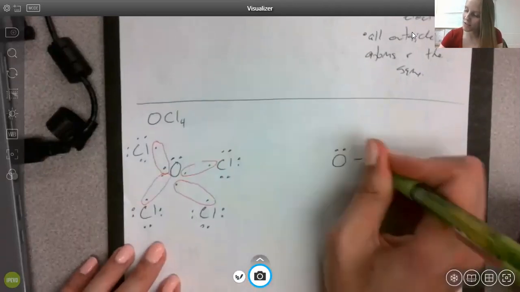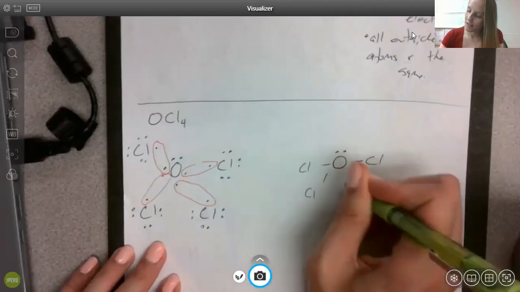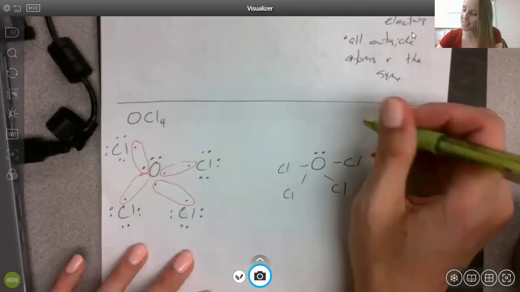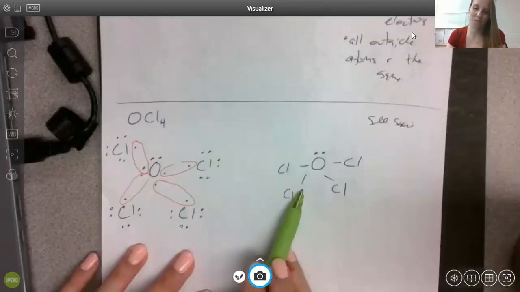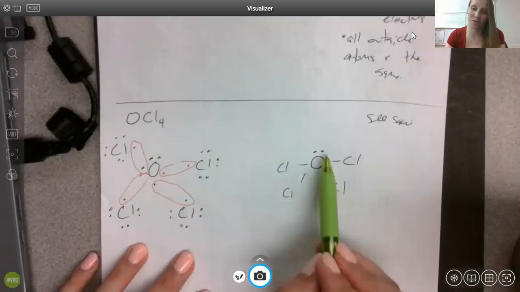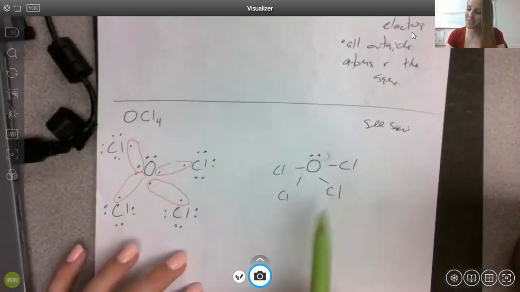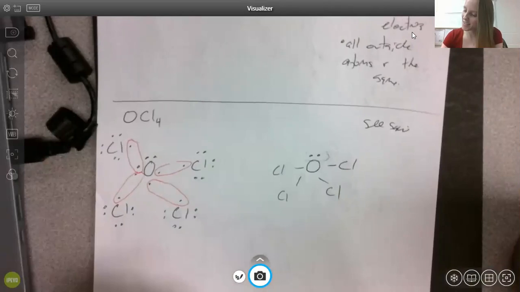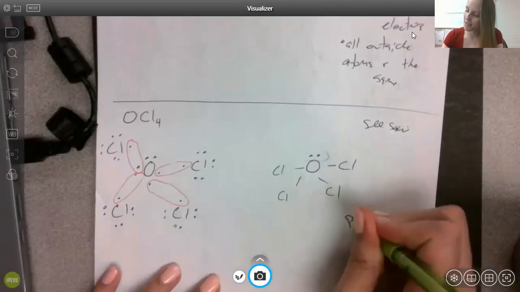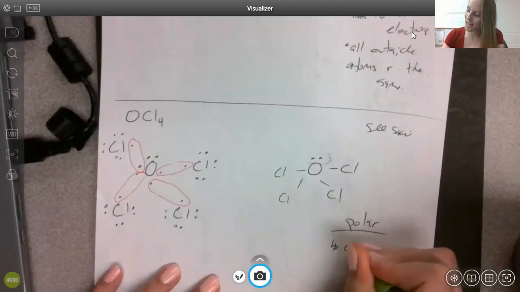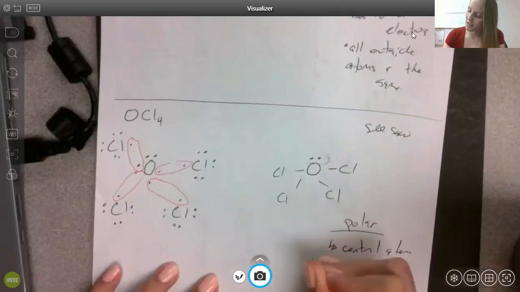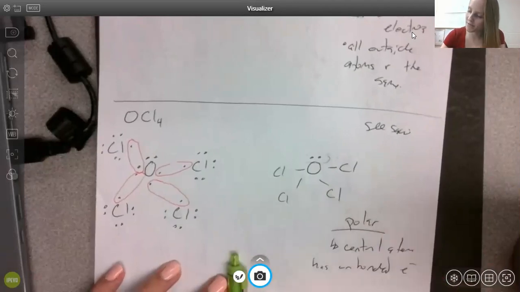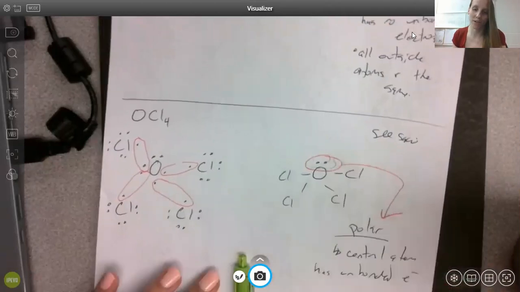It should look like so. This shape is a seesaw. Anytime we have 4 things bonded to the central atom and some unpaired electrons, the unpaired electrons turn what would be a tetrahedral into a seesaw. And this is going to be polar because my central atom has unbonded electrons. These guys right here are going to make this thing polar.